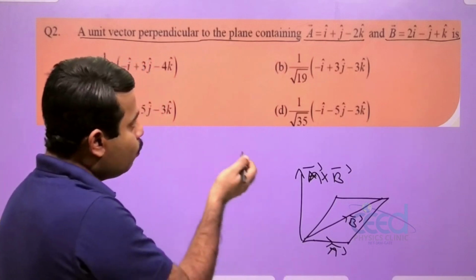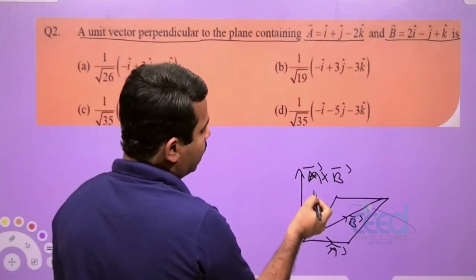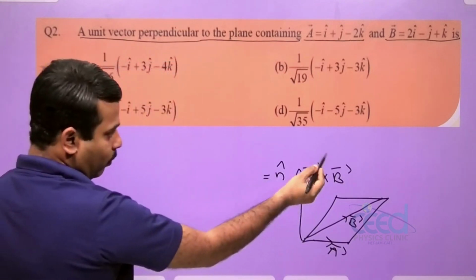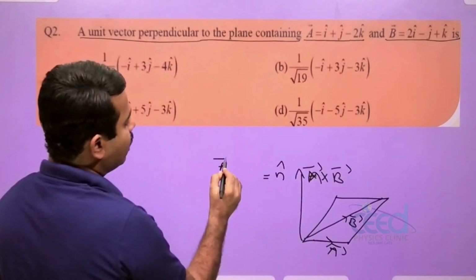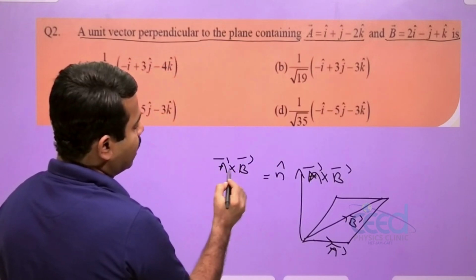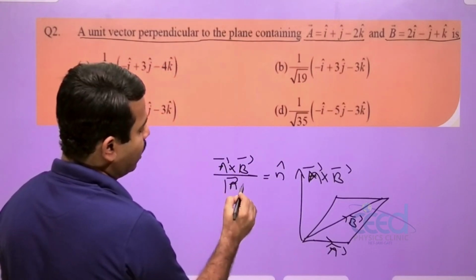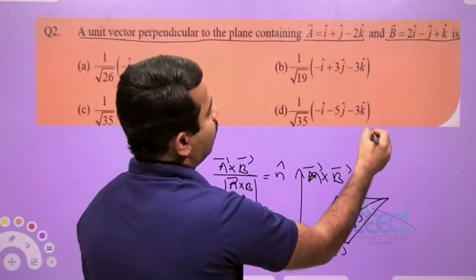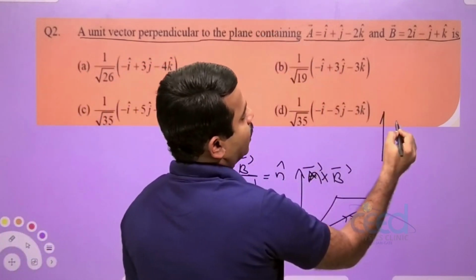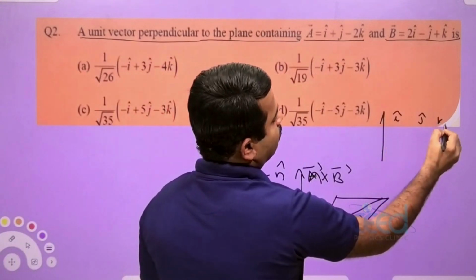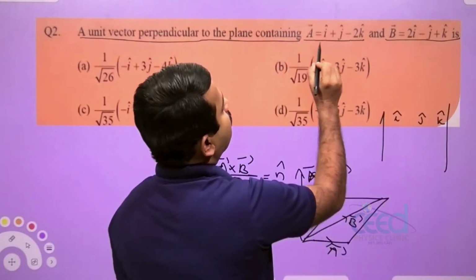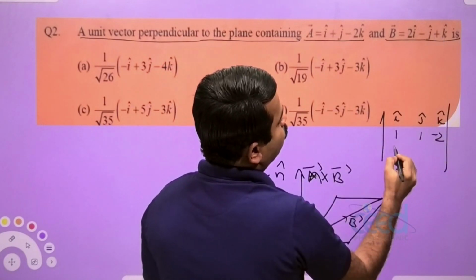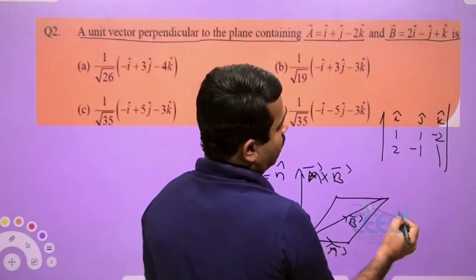So, what is the unit vector along this direction? n cap is equal to that particular vector A cross B divided by its modulus. So, you should find A cross B first. What is A cross B? A and B are given. So, A cross B is equal to the determinant with i cap, j cap, k cap, 1, 1, minus 2, 2, minus 1, 1.